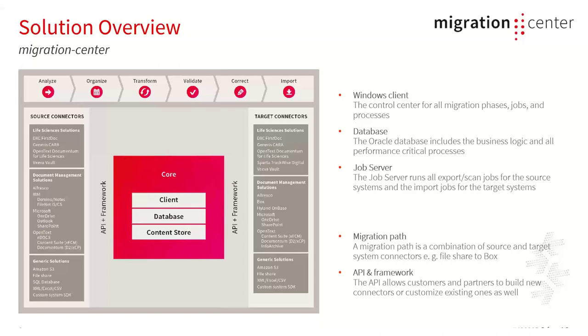And then we have the job server. The job server is the grayish box with its connectors in the picture. On the left-hand side, you see the source connectors, and on the right-hand side, you see the target connectors. The job server is actually a Java virtual machine, code written in Java. It runs on Windows as a service or on Linux as a daemon.